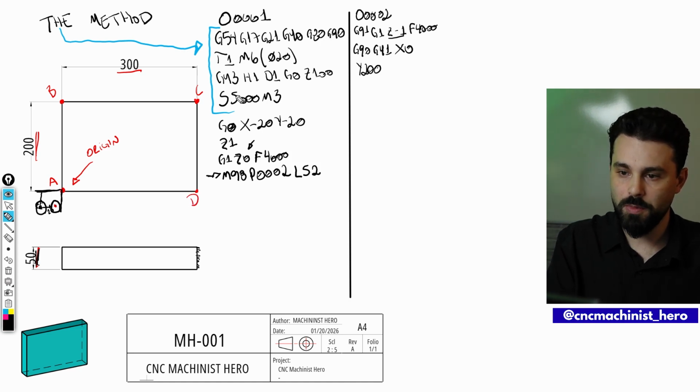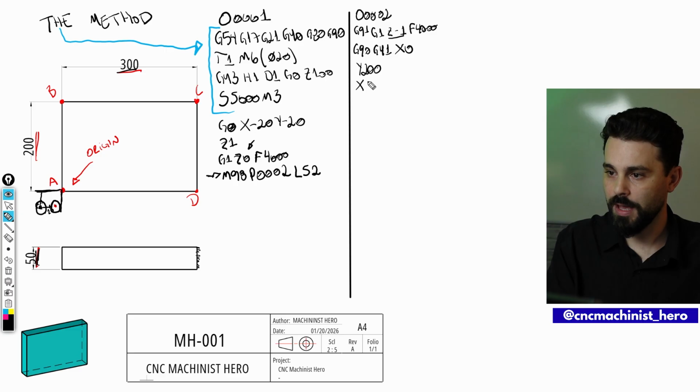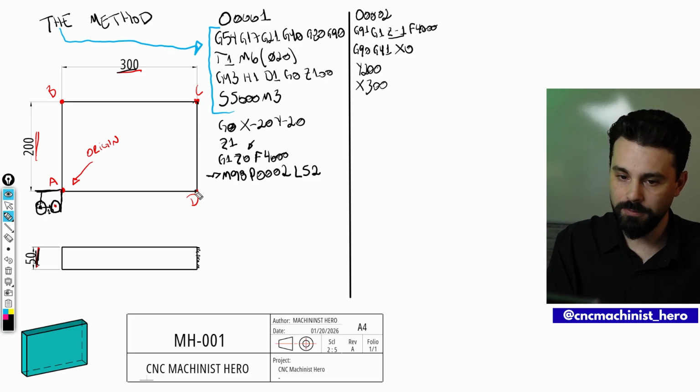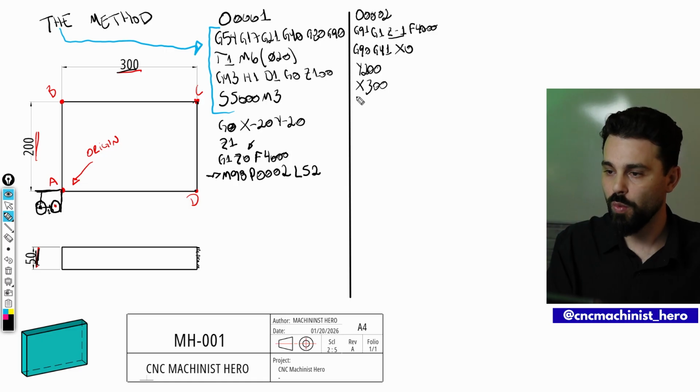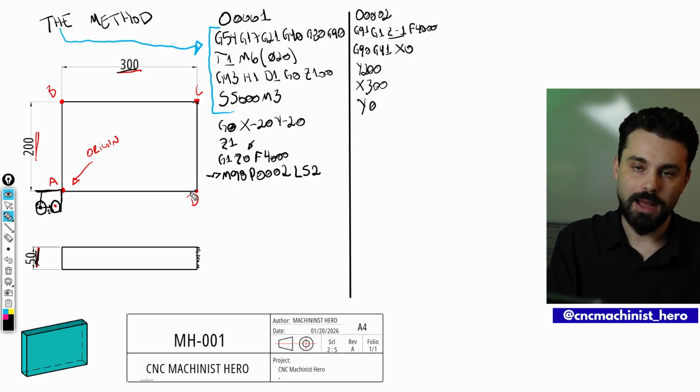So I'm on point B. I want to go to point C. I have a length of 300. It's X 300. I'm on point C. I want to go to point D. So I go back to my Y0 line. Y0. And I'm going to complete my contour going to point A.